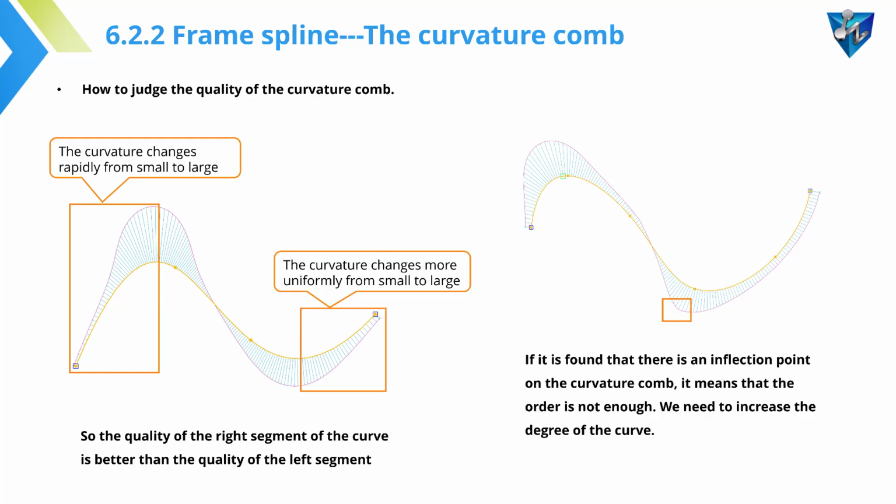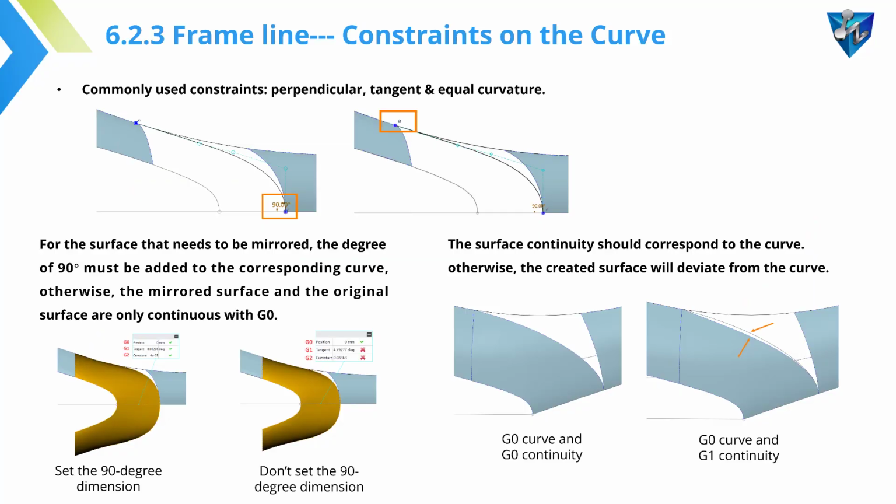We can adjust the spline according to this method in our daily design. If you find an inflection point on the curvature comb, it means the order is not enough. We need to increase the degree of the curve. Next, I introduce the constraints on the curve. The commonly used constraints are perpendicular, tangent, and equal curvature.